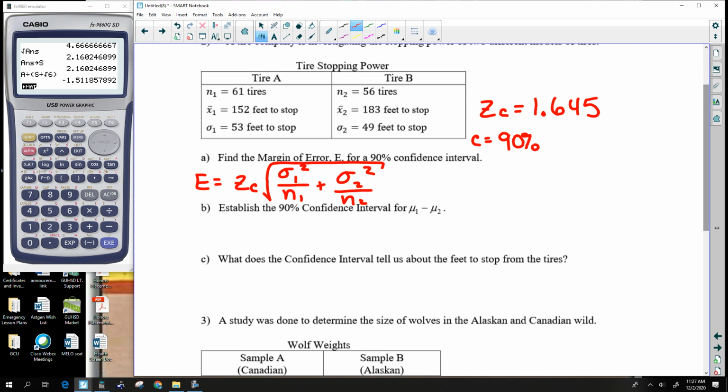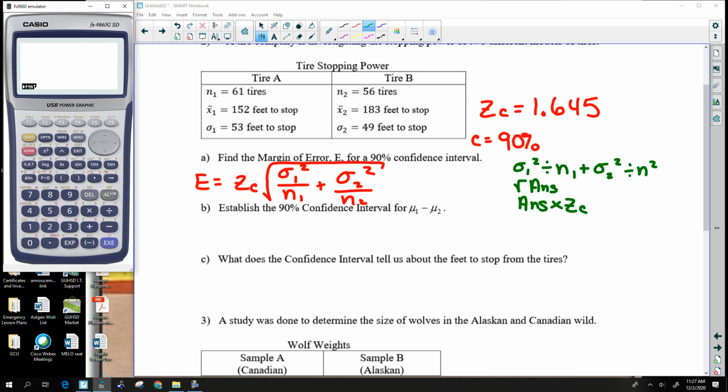Okay, so now I have enough information to actually make this margin of error. I pretty much follow straight up what this formula is saying. So I go sigma 1 squared divided by N1 plus sigma 2 squared divided by N2. I need to square root that and then multiply by ZC. So here we go. We have sigma 1 squared divided by N1 plus sigma 2 squared divided by N2. We square root that and multiply by ZC.